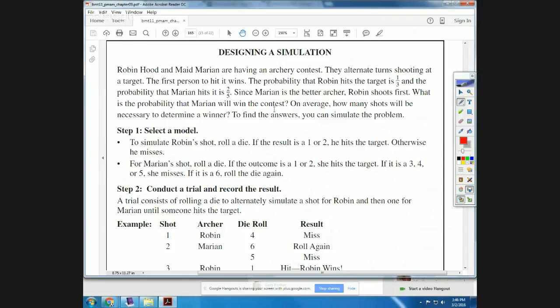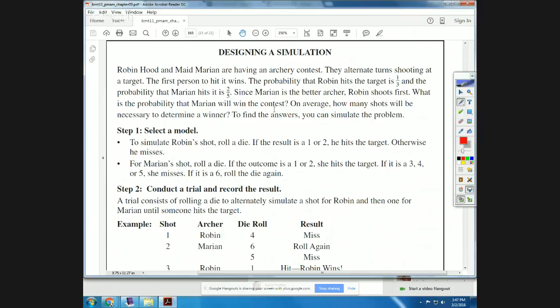And then the probability that Marian hits is 2/5, okay? So we could say if it's a 1 or a 2, she hits it. If it's a 3 or a 4 or a 5, she misses it. And if it's a 6, we roll the die again, because we're trying to simulate 2/5. Does that make sense? Read through that second part of this step 1.